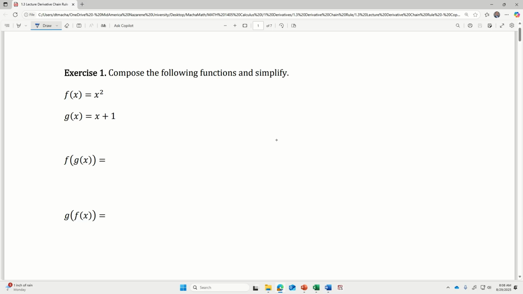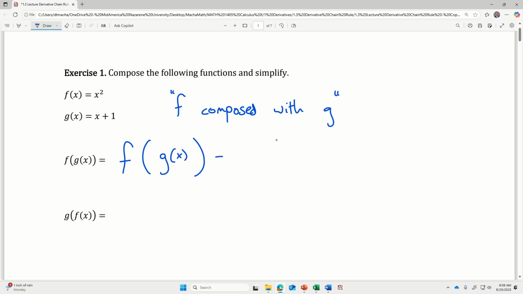Well, anyways, if I say f composed with g, this is what I mean. I'm taking the f function, and where I would normally have the argument, or the input, those are synonyms. If I use the word argument, I mean the input to the function. Where I would normally have the argument of the function, instead of saying my argument is going to be the variable x, I'm saying let's swap out x for this whole function g of x.